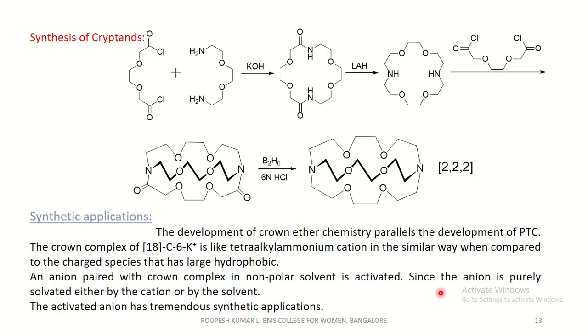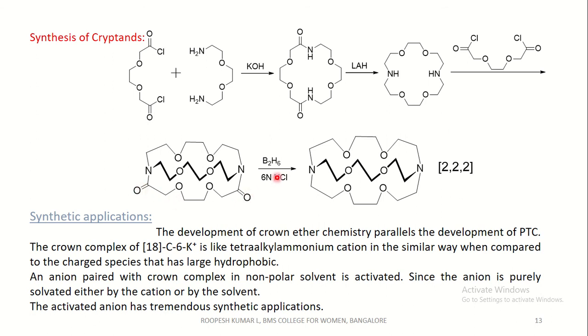Coming to the synthesis of cryptands, starting with this diacid chloride. You can see there is an acid chloride that reacts with alkyl diamines to form the corresponding amides here. This on reduction with LAH, the carbonyl groups get reduced to alkyl groups to form an aza crown ether. This on reaction with one more equivalent of a diacid chloride gives the corresponding cryptand with the carbonyl groups.